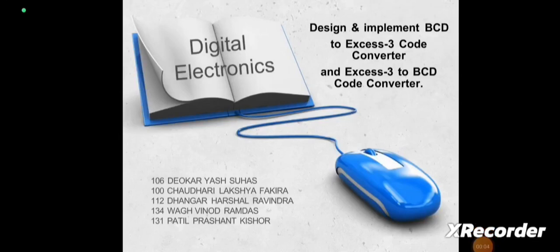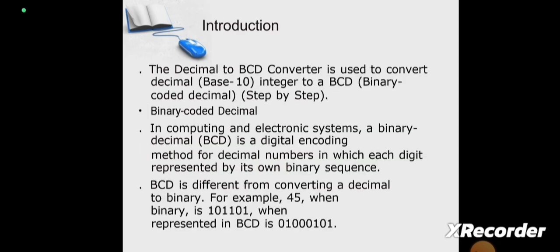Today our group is presenting the implementation of a BCD to XS3 code converter, which converts BCD to XS3 code, and also the reverse, XS3 code to BCD. So let's start. This is the outline of our topic: introduction, problem statement, truth table, K-map, circuit diagram. First we see the introduction.